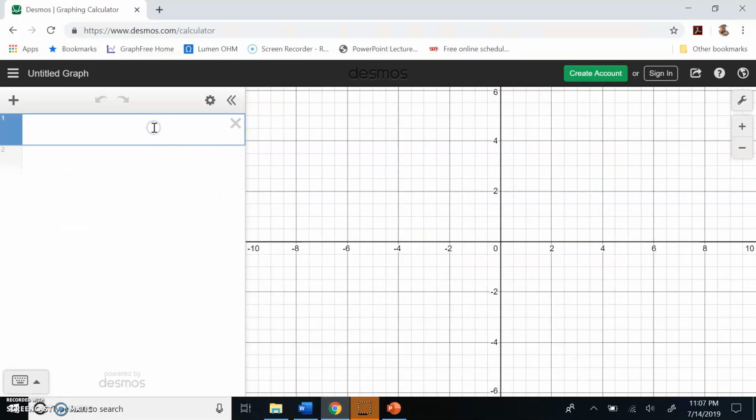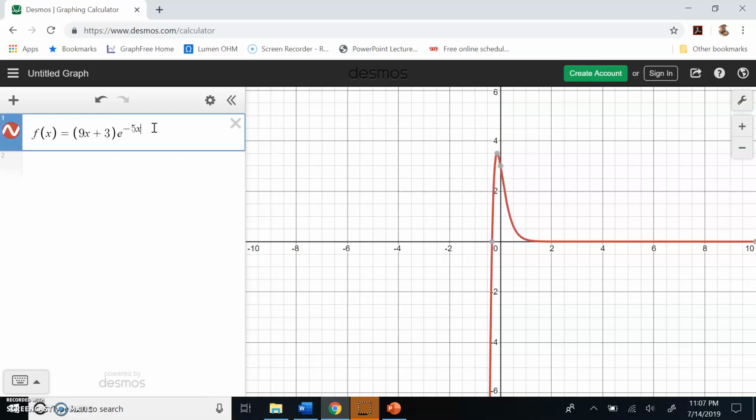Okay, so I go to desmos.com. My original function is f of x equals (9x + 3) times e raised to the negative 5x. And there we go. Our maximum is going to be at this point where x is negative 0.133. And if you take negative 2 divided by 15, it's negative 0.133. So we did it correctly, and we have a critical point, which is the maximum over here, and that's also where the slope of the tangent line is equal to 0.